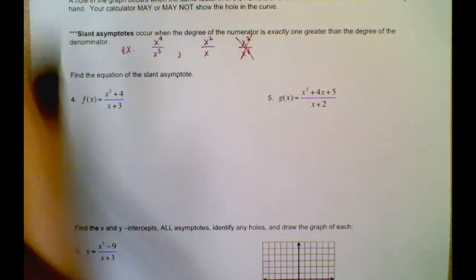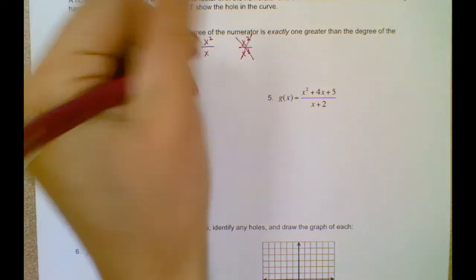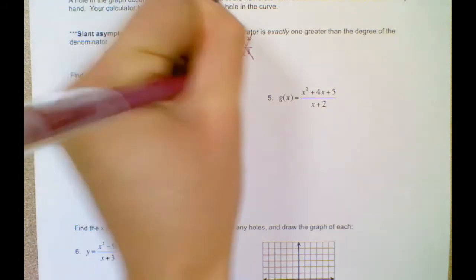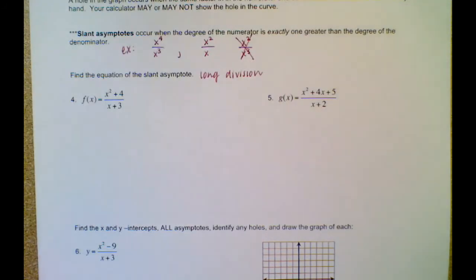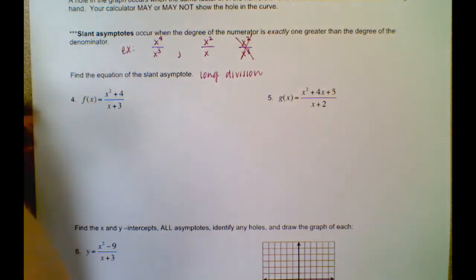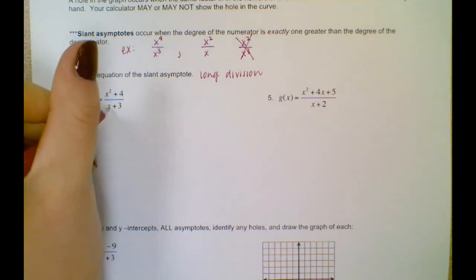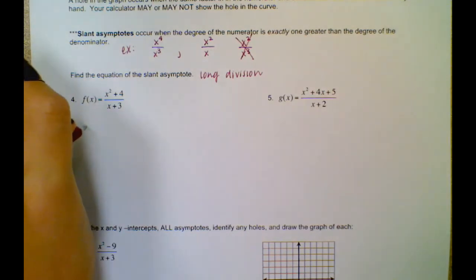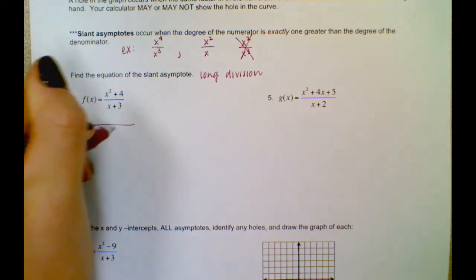Alrighty. So looking down here, it says find the equation of the slant asymptote. How we're going to do that is you're actually going to use long division to help you find that equation, okay? The equation that we get from the long division is going to be the equation of your slant asymptote. So just a quick little review over long division. Remember the denominator is what you put on the outside, and the numerator is what goes on the inside.